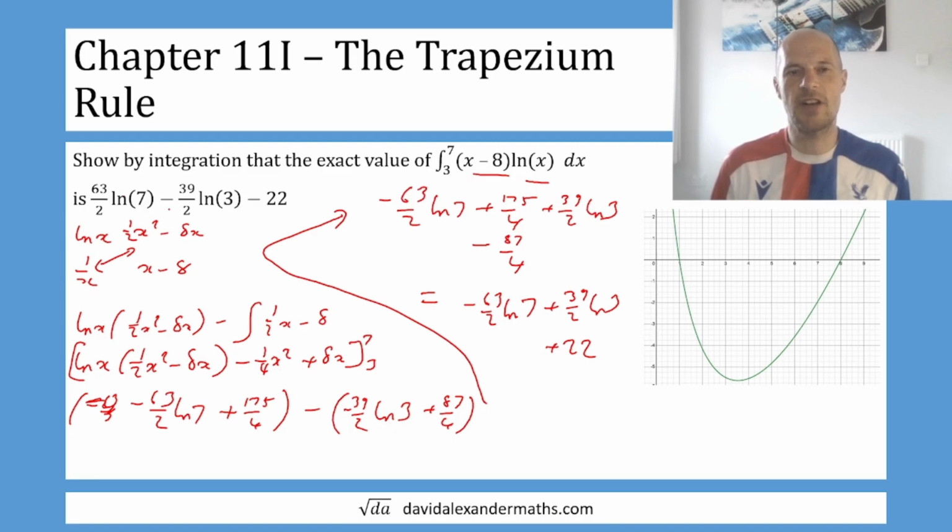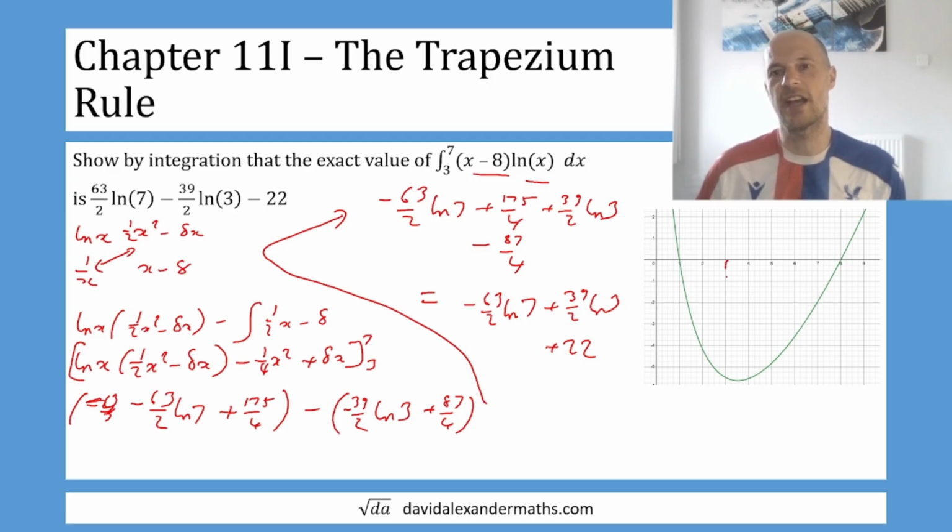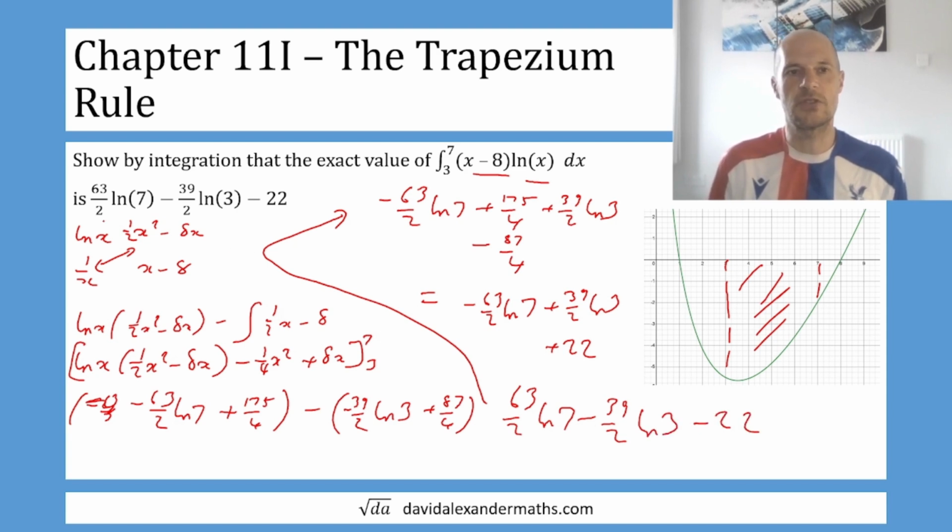Okay, everything's correct apart from the signs. So we just need to be thinking, what is the reason for that? Well, the reason is because we're working out an area that is below the x-axis here. So that's why we're going to get this negative value. So we just need to flip all the signs. So that's going to be 63 over 2 ln 7, take away 39 over 2 ln 3, take away 22, which was what was requested.